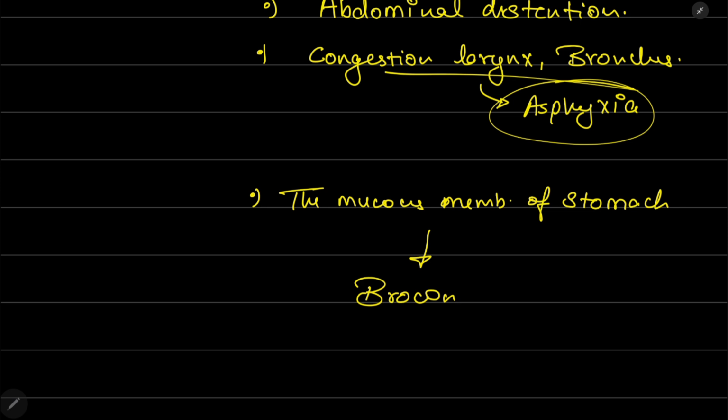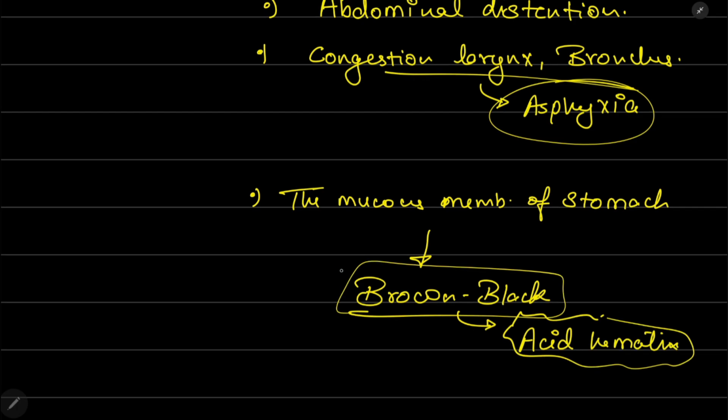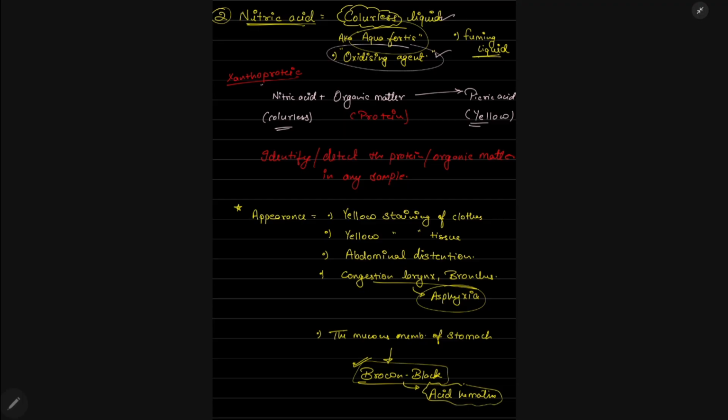Now you will ask why it will be brown and black, and not yellow, whereas the stomach layer is also of protein. It is brown and black due to the presence of acid hematin. These were the things that you have to learn about nitric acid.